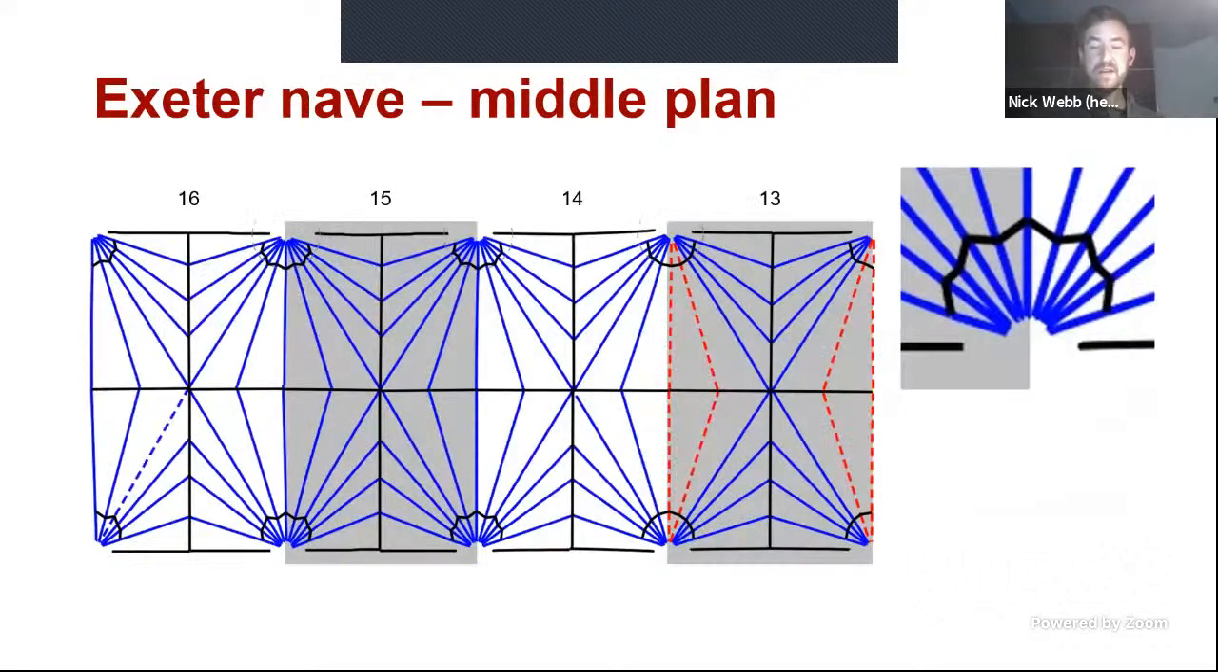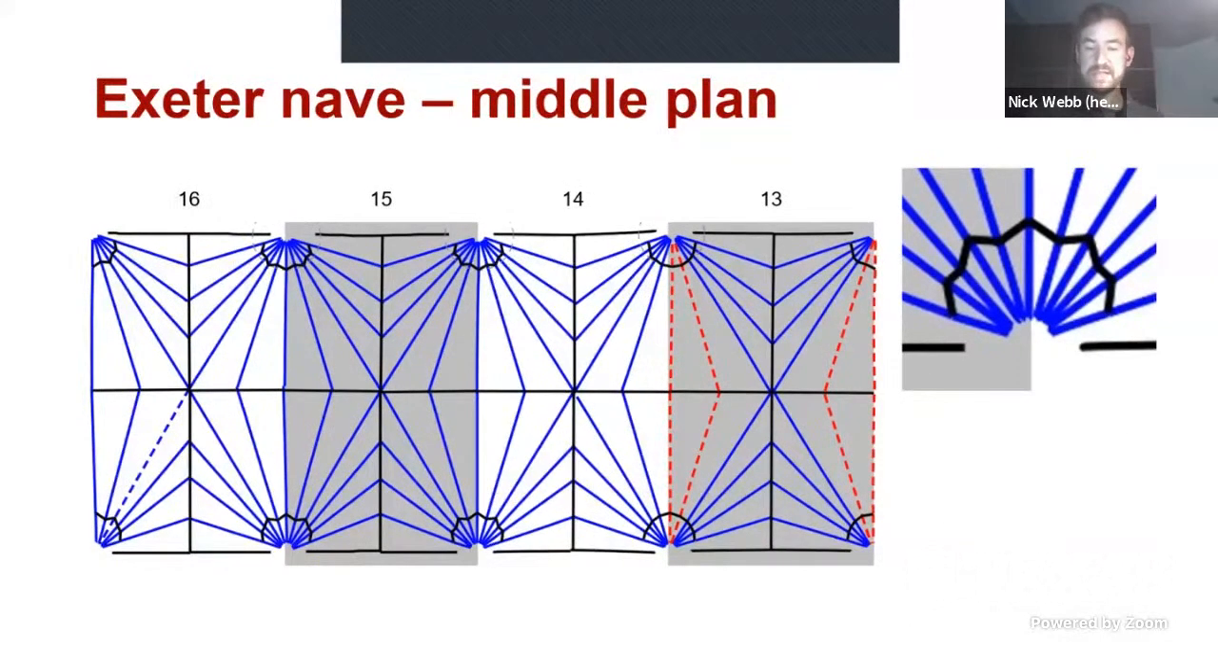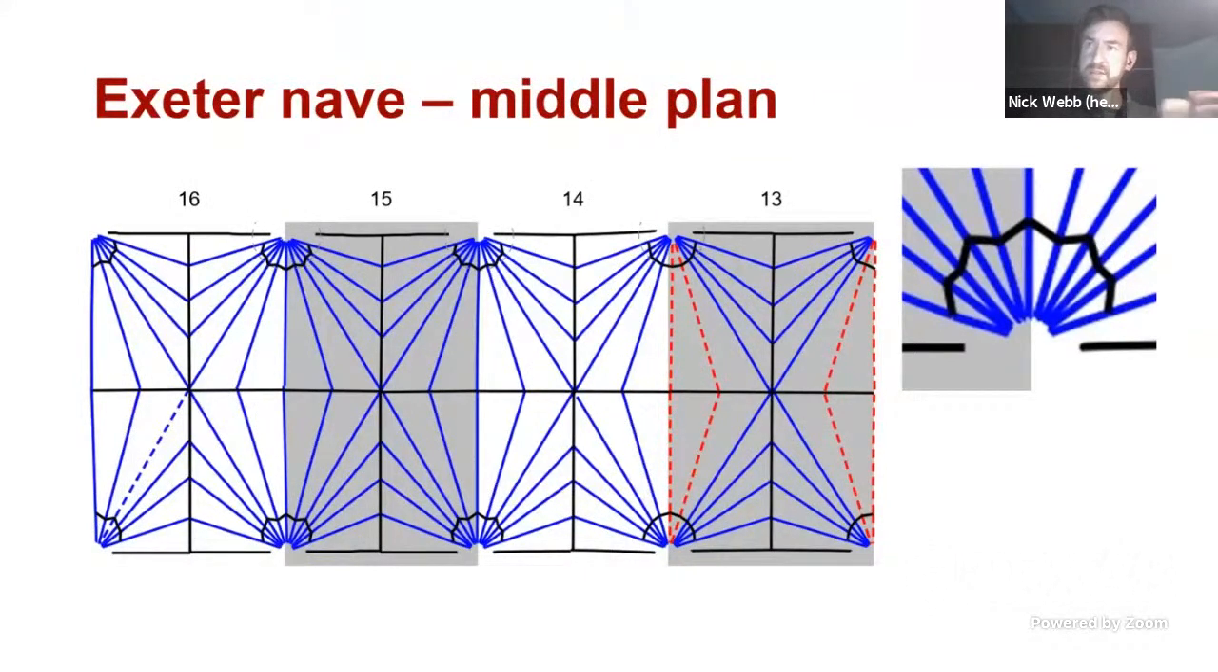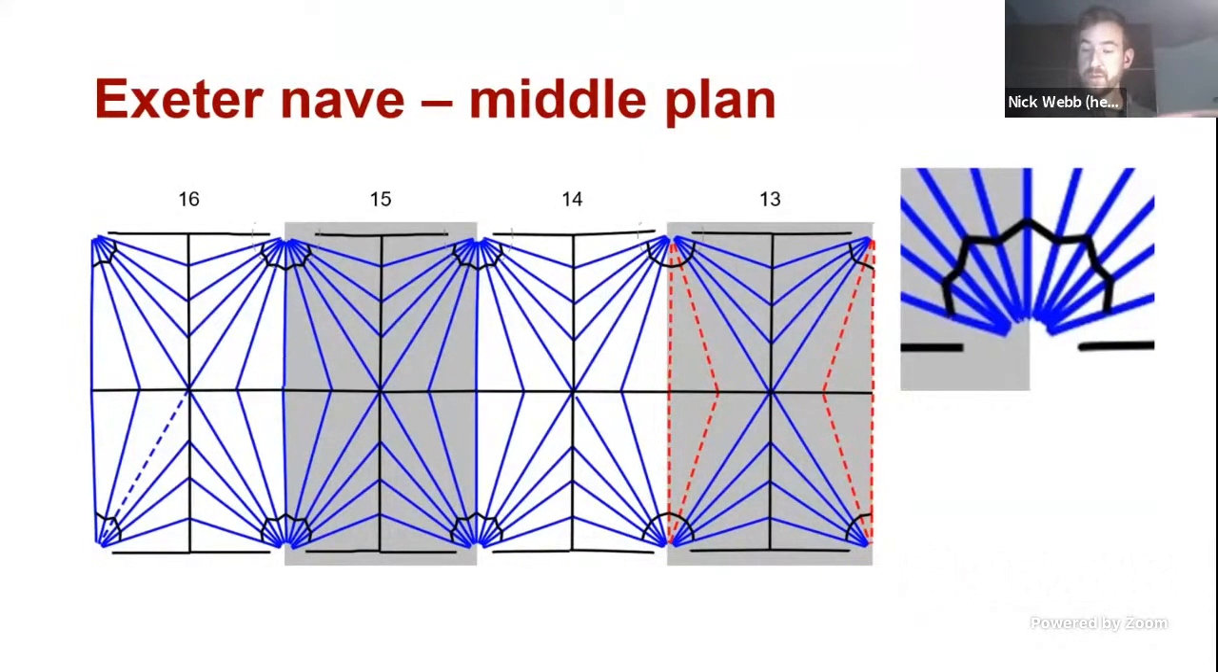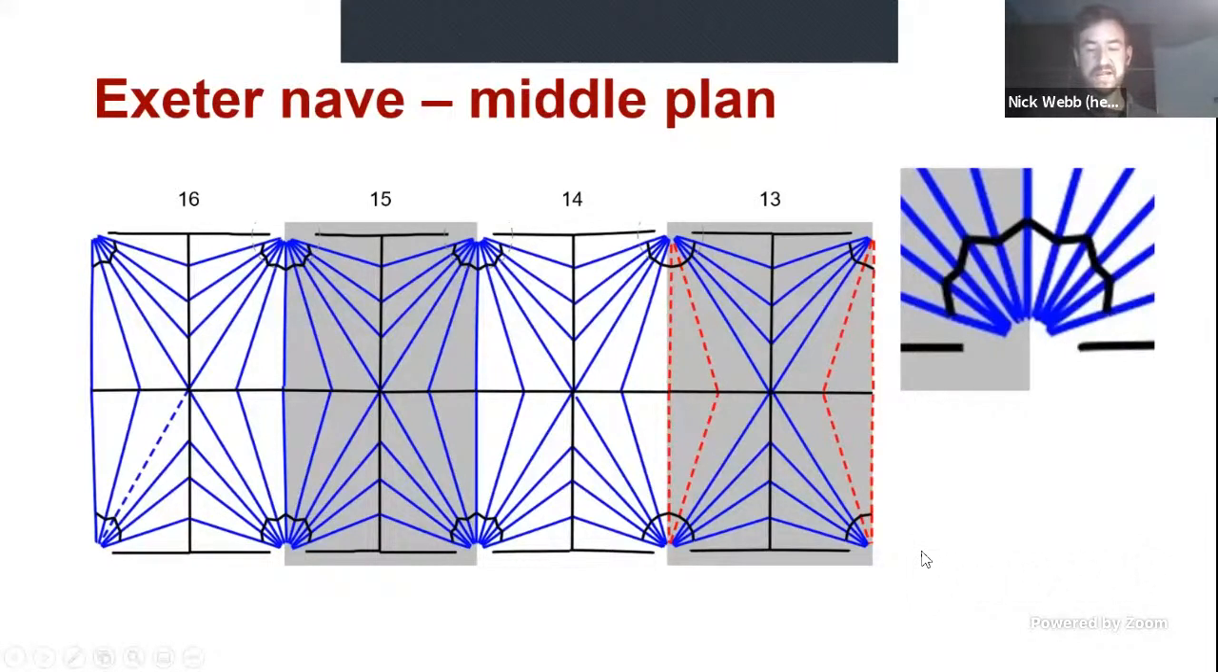So here we can see the plan of 4 of the bays of the high vaults of the nave at Exeter Cathedral, and I've also included here the middle plan as per the previous slide. And on the right, I've zoomed into a typical example from this run. It's important to note that from Bay 14 westwards, the middle plans have a distinct fluted appearance. So you can see this kind of fluted zigzaggy appearance. Hold that observation for now, we'll return to it.